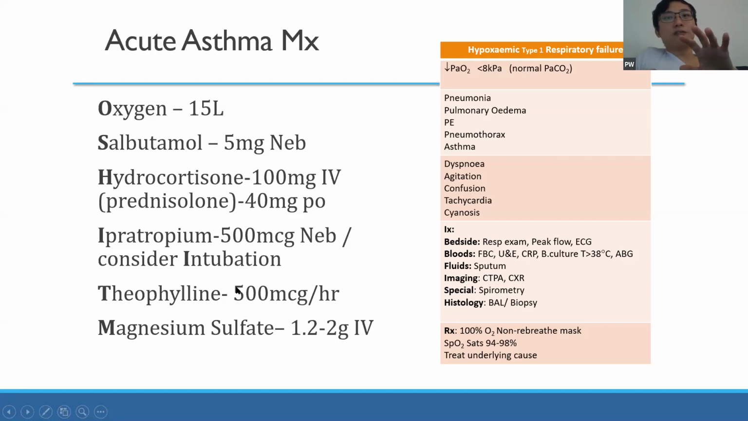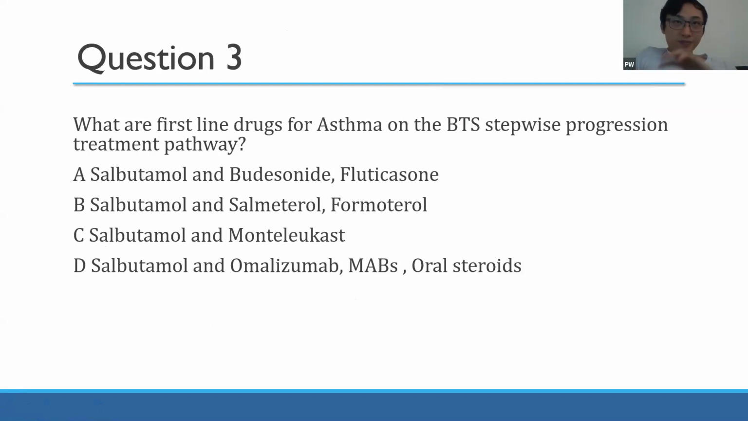You can consider a bit of theophylline, IV infusion, 500 micrograms per hour, and start some magnesium sulfate, 1.2 to 2 grams IV. But overall, you're going to go, oh shit, basically. And when you get to this point, you really need to consider contacting ITU to see if this person's escalation up to for intubation.